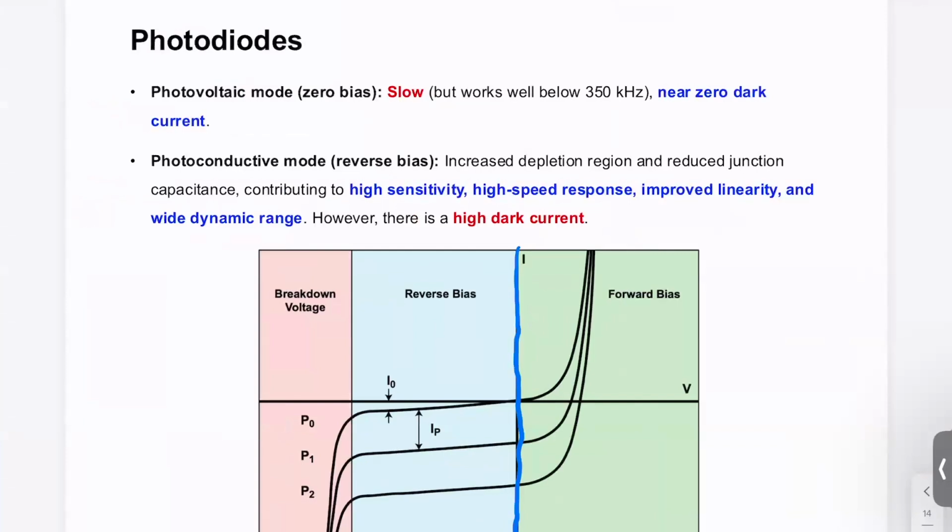Here, on the x-axis, there's just the voltage being applied to it. And Y here is your photocurrent.